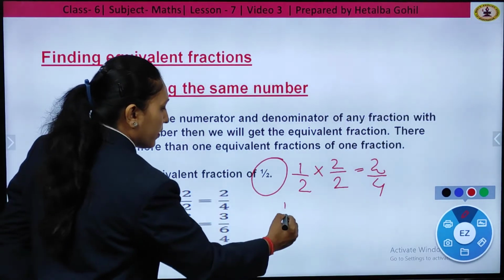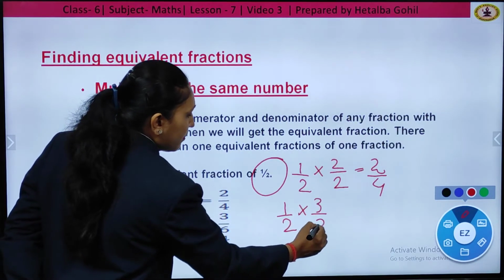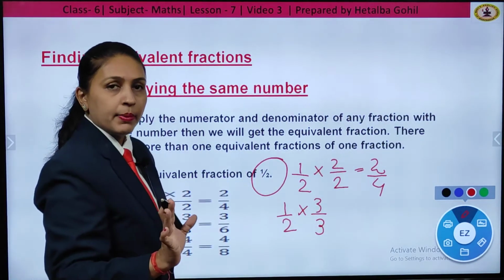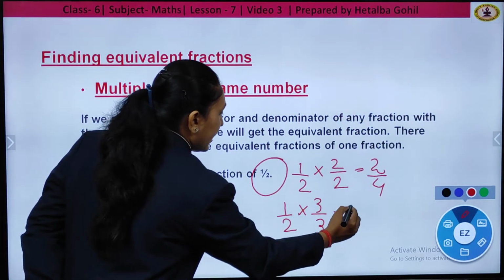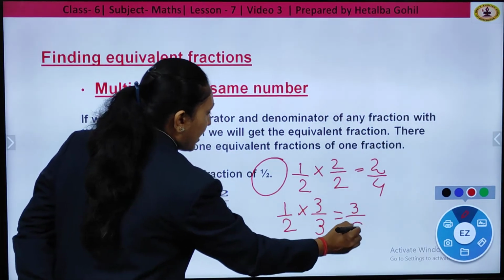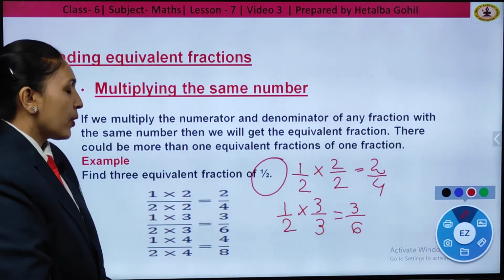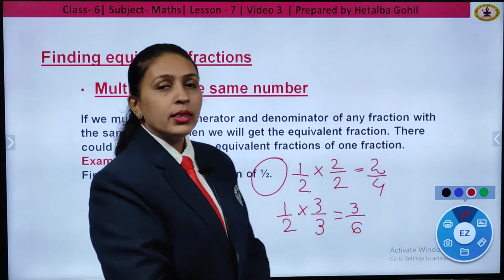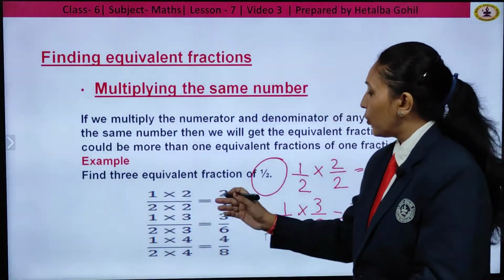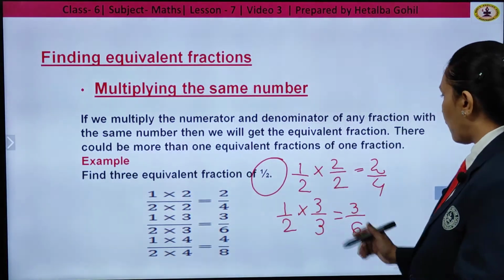Similarly, you can find more also. Multiply different numbers, but the number that you multiply to the numerator and the denominator should be the same. So here you will get another fraction, that is 3 by 6, which is also equal to 1 by 2. So here you can say, children, 2 by 4 and 3 by 6, both these fractions are equal to 1 by 2. They represent the same fraction, that is 1 half.